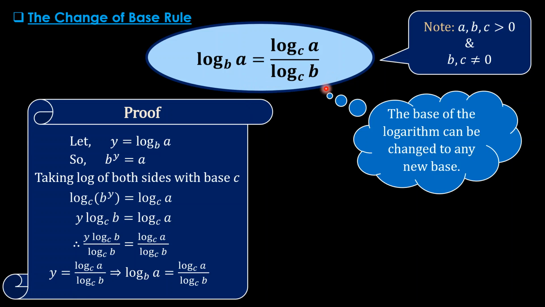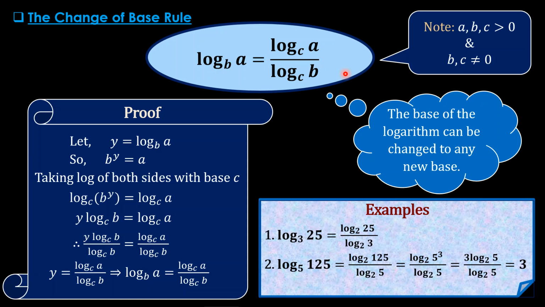But remember, we can change the base of a logarithm in this form. Example: log 25 to the base 3, we can write as log 25 to the base 2 divided by log 3 to the base 2. Instead of writing this base as 2, we can write whatever we want. Similarly, log 125 to the base 5, we can write as log 125 to the base 2 divided by log 5 to the base 2, and we can simplify like this.